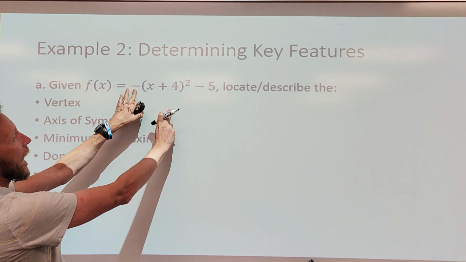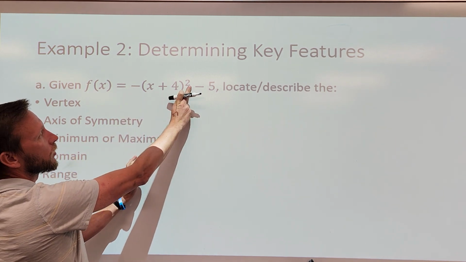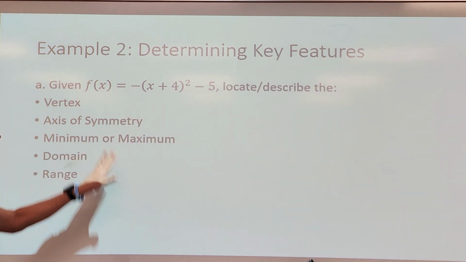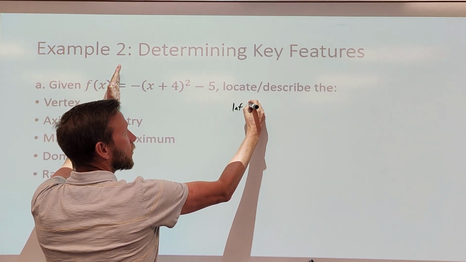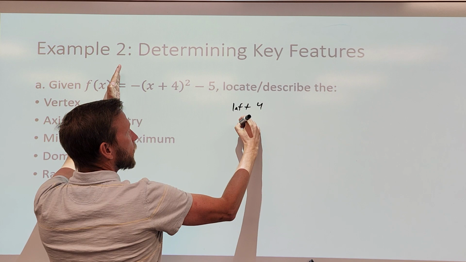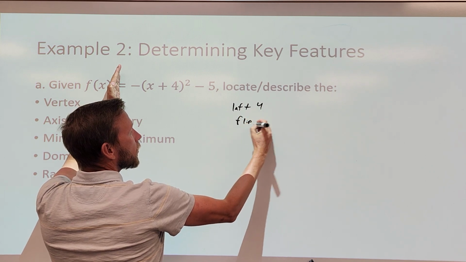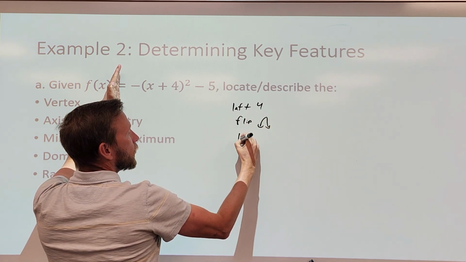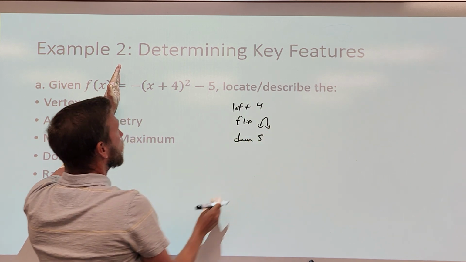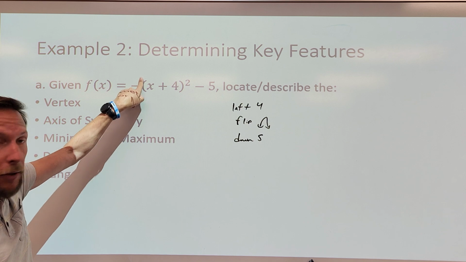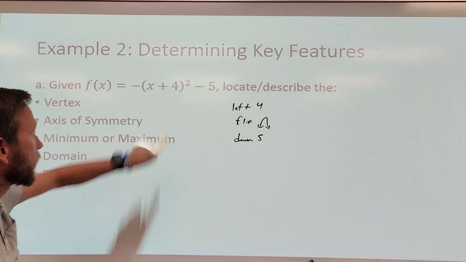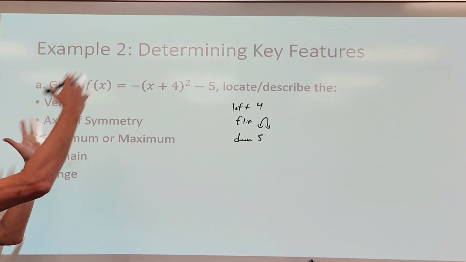So f of x is the opposite of (x plus 4) squared minus 5. I know by looking at this that we're going to go left 4, flip it over so it opens down, and then move it down 5. That would be the order of the steps. We're not stretching or compressing because this is just -1. The absolute value of a is 1, so it's neither bigger than 1 nor less than 1.